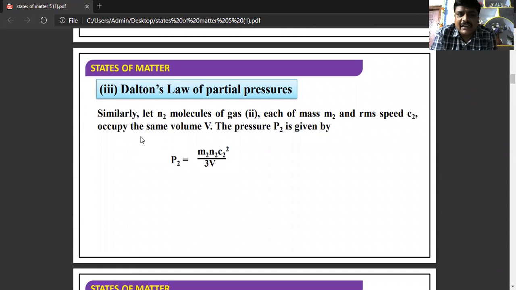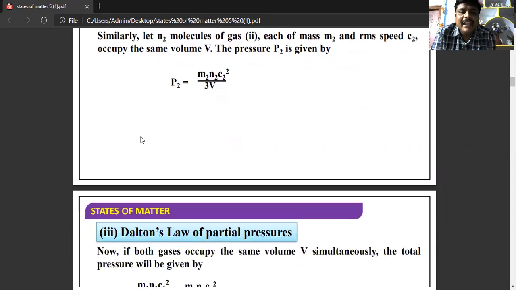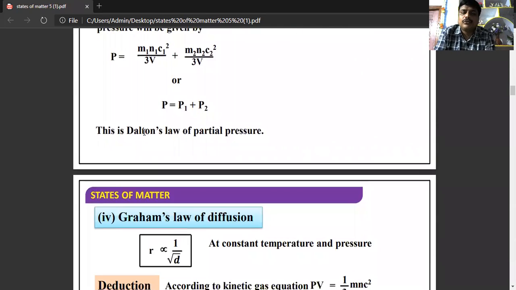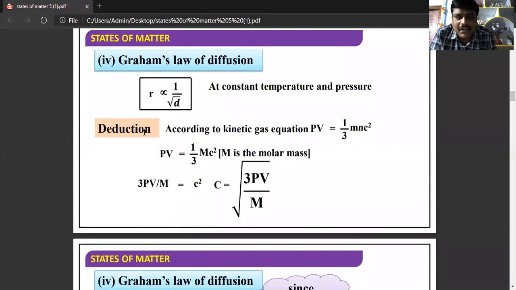For the second gas, P2 is equal to M2 N2 C2 square by 3V. So the total pressure P is equal to P1 plus P2, that is M1 N1 C1 square by 3V plus M2 N2 C2 square by 3V. So P is equal to P1 plus P2. So that is Dalton's law of partial pressure.